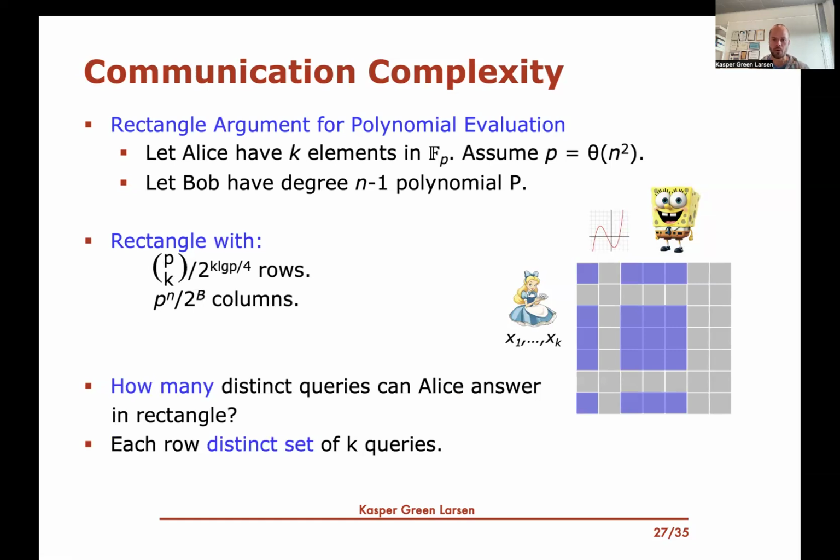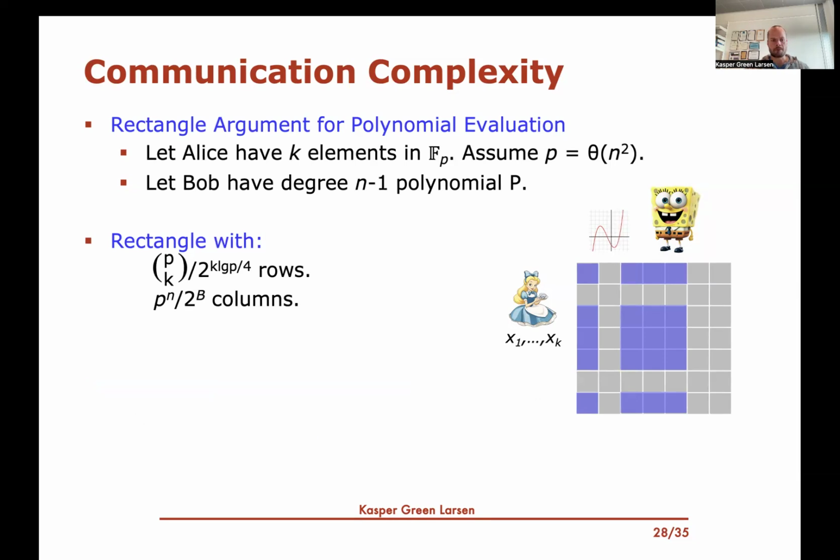So again, each of the rows in the rectangle corresponds to a set of k queries. And these sets are distinct sets, but they can overlap, right? What we're going to look at is, in the rectangle, there's all these sets of queries. Let's look at the union of all these sets. Actually, let's call the union U. That's basically the full set of all the queries that can be answered by Alice in this rectangle. And let's say X is the size of U. We want to prove that this X is large. Okay. So how large is this X?